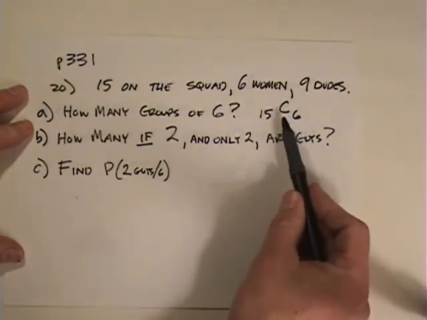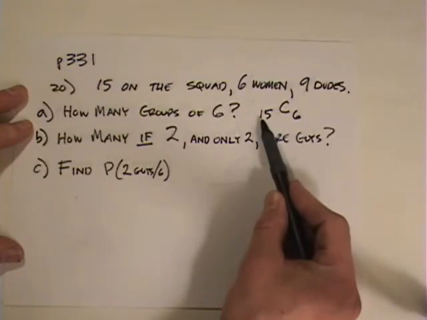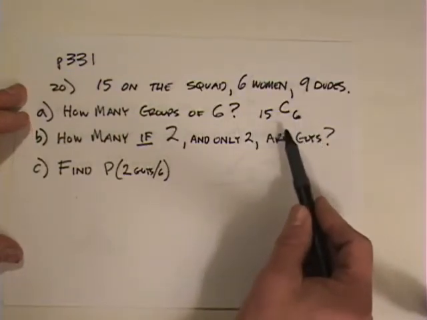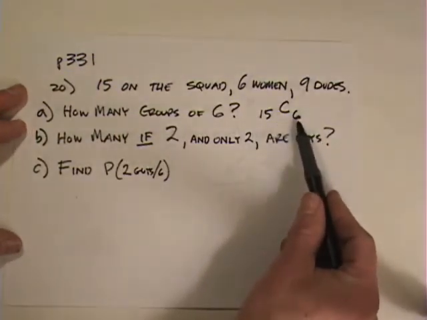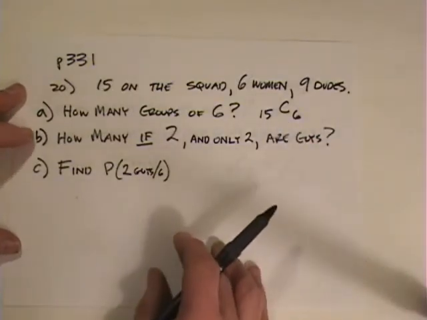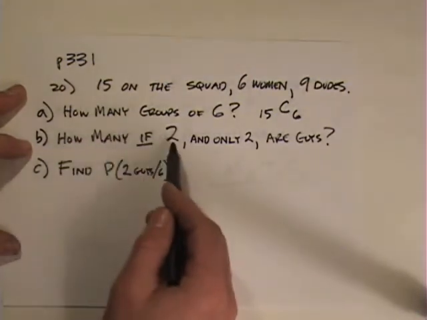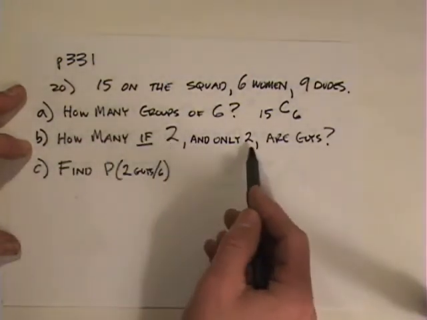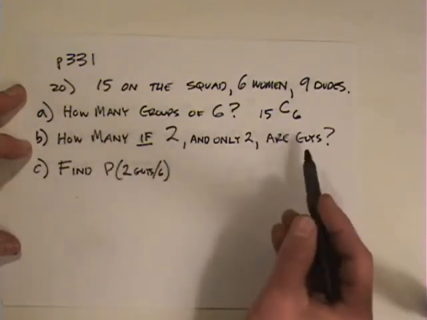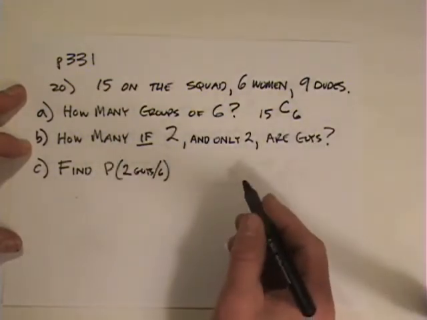So we do this on our calculator just like we do permutations. We type in 15, we go to math, we go over to probability, and then we press 6 and we hit enter and we'll get our answer. I'll let you do that, okay? It's going to be a large number though. If we have to have 2 guys, and exactly 2 guys, how many different ways are there then to get a group of 6 members of our squad?